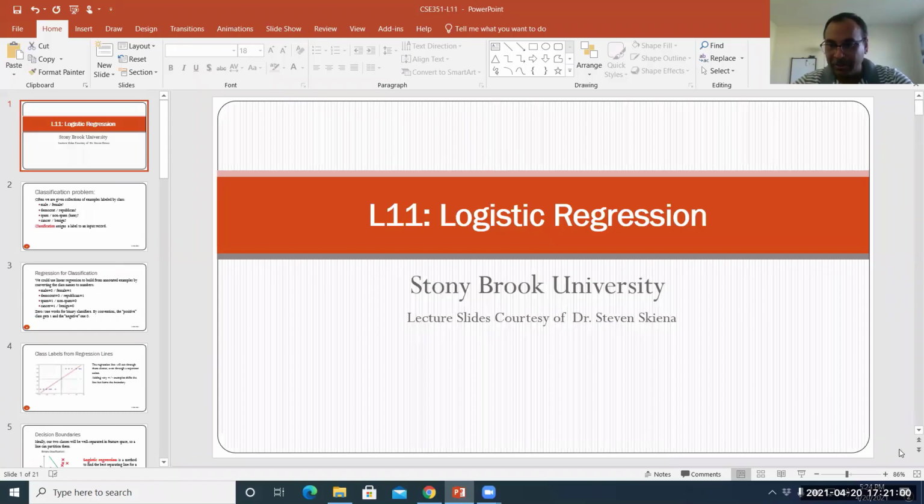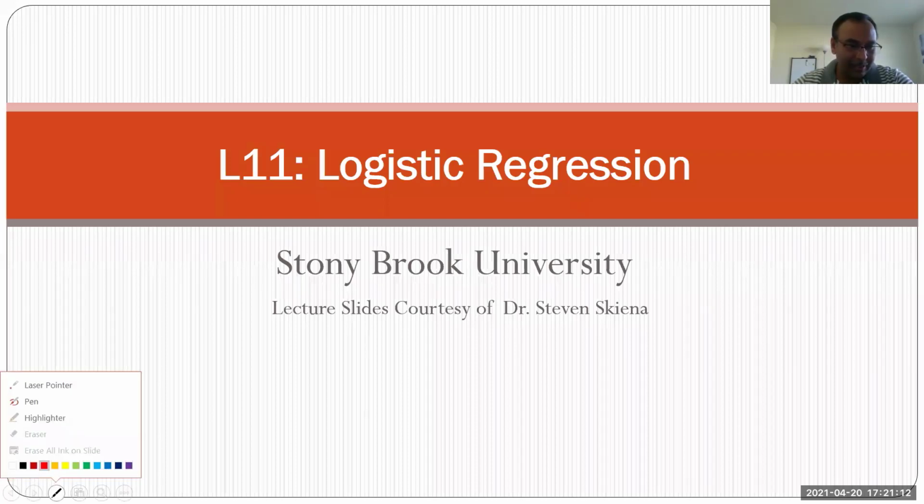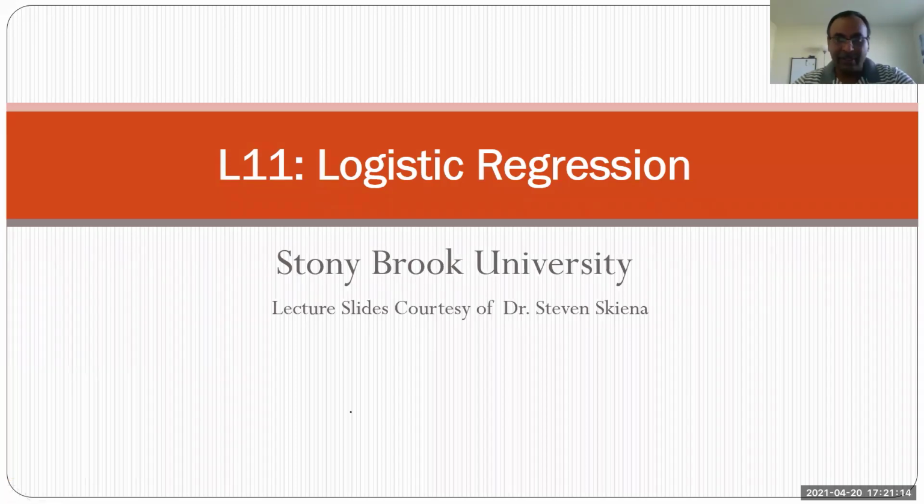We are on logistic regression. Wait a second. This is again an interesting topic, and it has the term regression, right? So you might be wondering what is the connection between logistic regression and the linear regression that we have just seen.